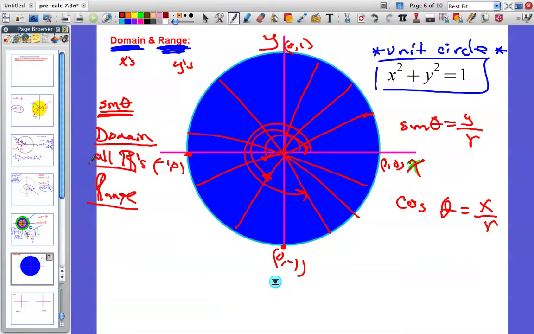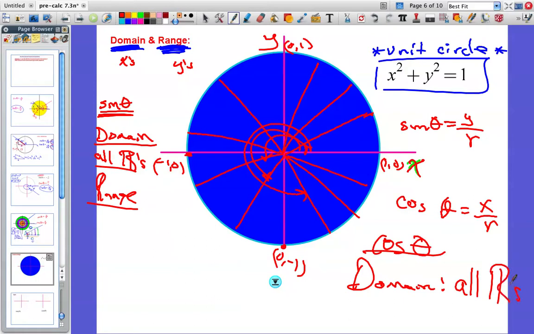And maybe since we're talking about it, let's talk about the cosine as well. For the domain, all reals. You can plug in any number, because just think about it, it's just the angles. Any number you want, you can plug in to do the sine of the angle or the cosine of an angle. The range is a little bit different.